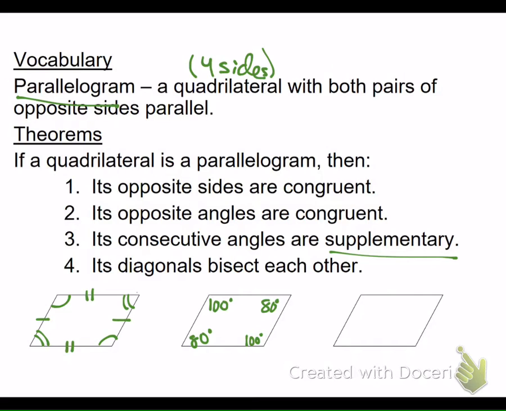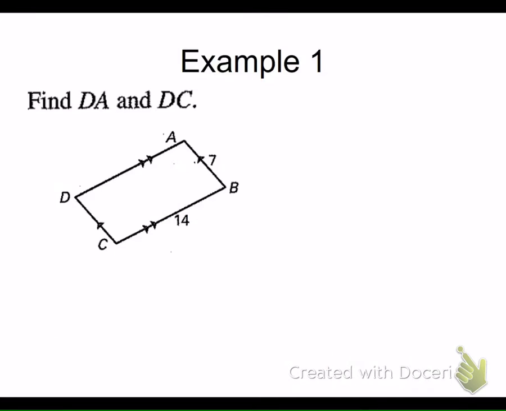And then the last thing is that the diagonals bisect each other. So we learned that diagonals go from one vertex to the other. And if they bisect each other, that means that they create congruent segments. They slice each other right down the middle. So go ahead and draw this one. You can tell that this is a parallelogram because do you see how the sides across from each other are labeled as being parallel? So when both pairs of opposite sides are parallel, we have a parallelogram.